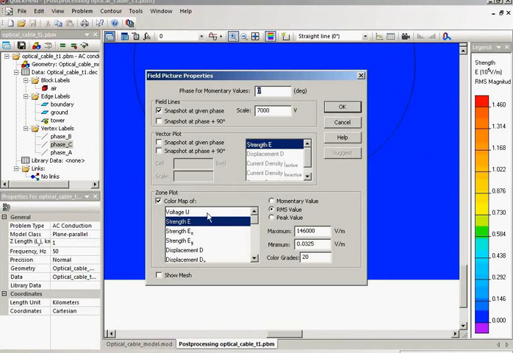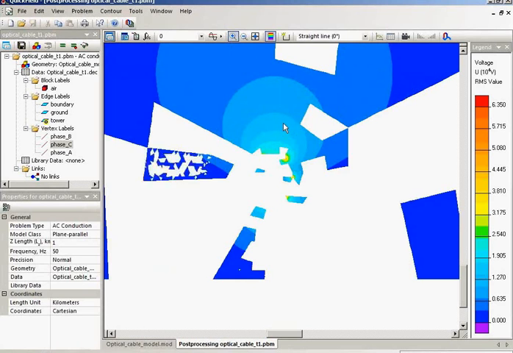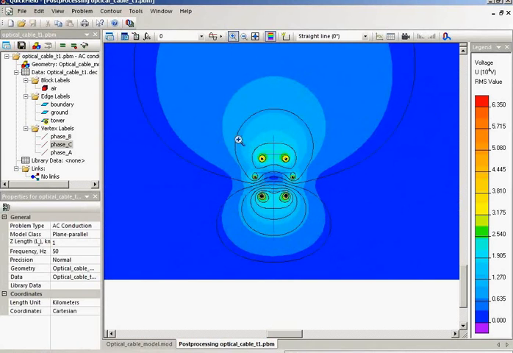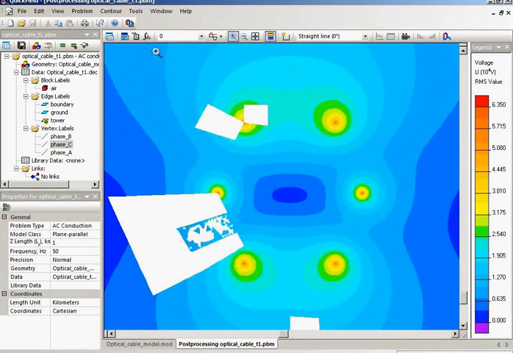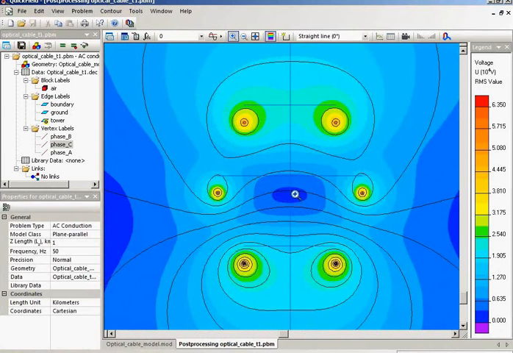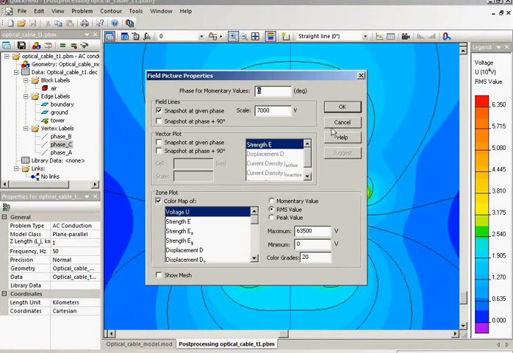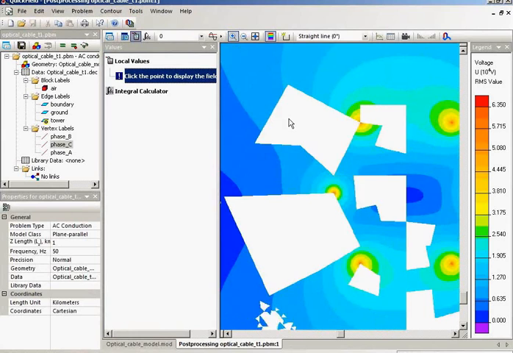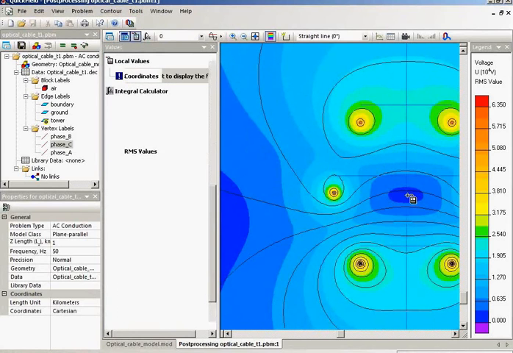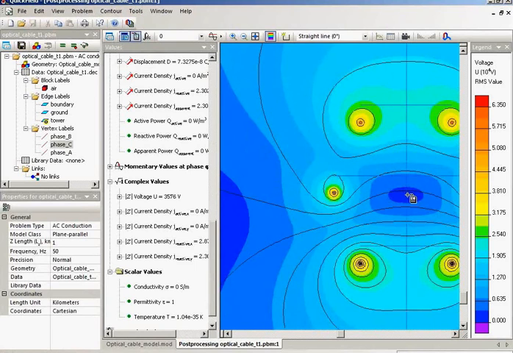Now let's adjust the field picture. I will switch to the voltage color map. Here you can see the spot, a place where the potential is minimal. Let's check the potential value here. It's about 3.5 kilovolts. And our transmission line carries the conductors at 110 kilovolts. So presumably this is the best place.